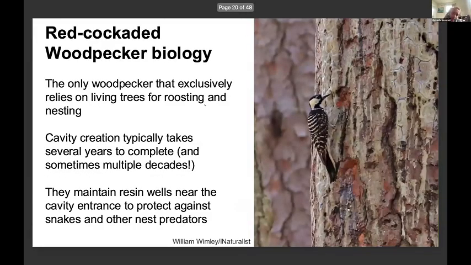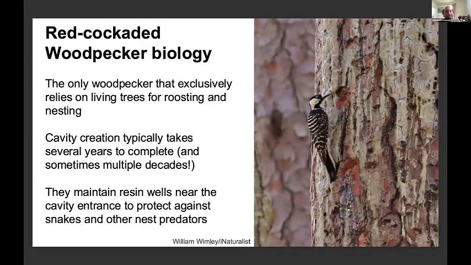They are the only, I think I have this right, they're the only woodpecker that's known to exclusively rely on living trees for roosting and nesting. And they mostly rely on living trees for foraging too. And this actually is associated with some benefits and some difficulties. So one difficulty is that it's hard to make cavities in living trees. And so cavity creation typically takes several years, but can actually take multiple decades to complete, which is a very long time for these fairly short-lived birds.